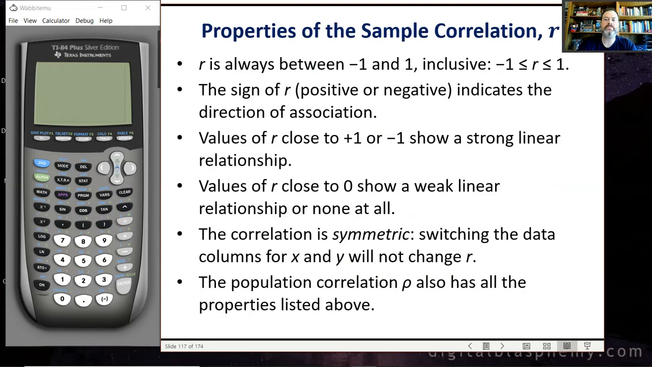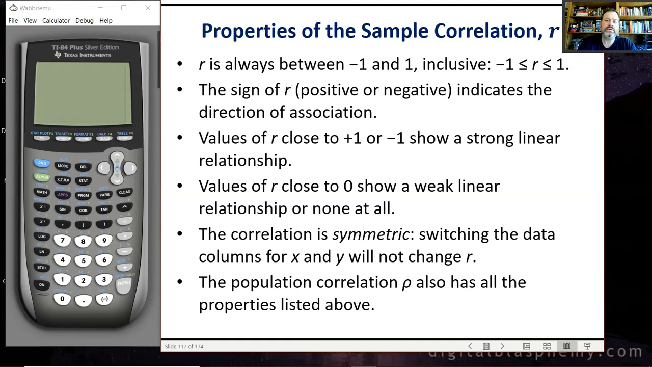All right, so here are some properties of R. If you type numbers into your calculator or StatKey, your R value is always going to be a number between -1 and 1, but it's allowed to be -1 or 1. The sign of R indicates the direction of association. So if R is positive, the association is positive. If R is negative, the association is negative.